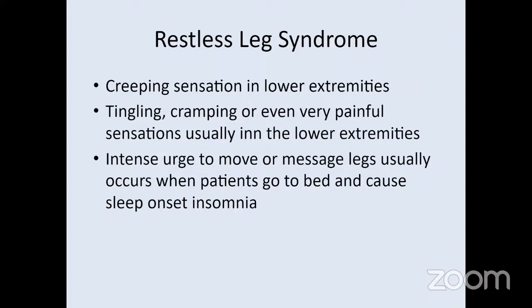So, what are the symptoms and signs of restless leg syndrome? This includes creeping sensation in lower extremities, tingling, cramping, or even very painful sensations, usually in the lower extremities. There is an intense urge to move or massage legs, usually occurs when patients go to bed and causes sleep onset insomnia.